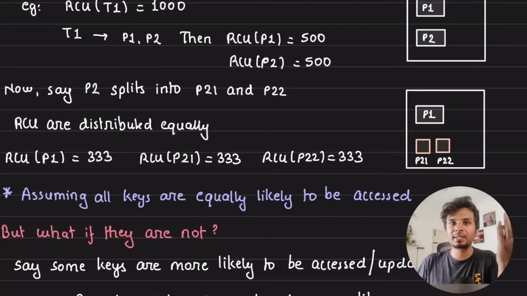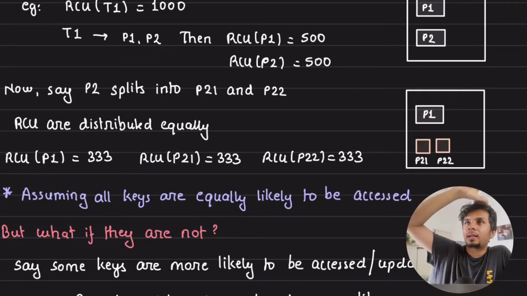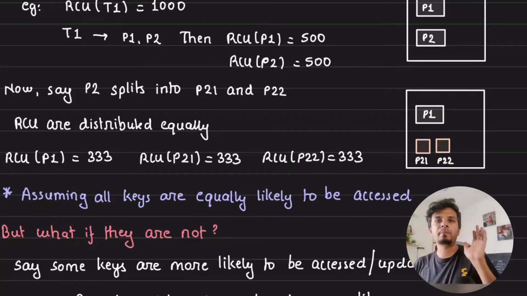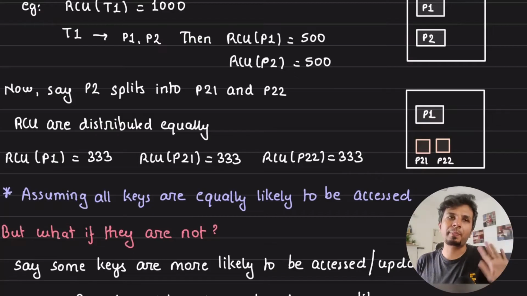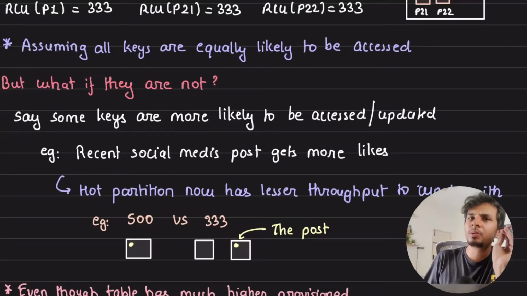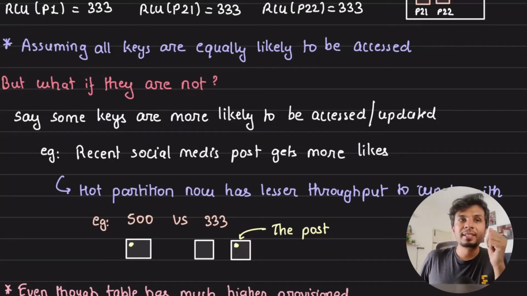Absorb these things. So what happens here is, if my table capacity is n, and I have m partitions, then each partition will get n divided by m capacity. That's the thing. So what DynamoDB assumes is all the keys are equally likely to be accessed. That's not true, but DynamoDB assumed it on day 0. But in reality, some keys are more likely to be accessed than others.